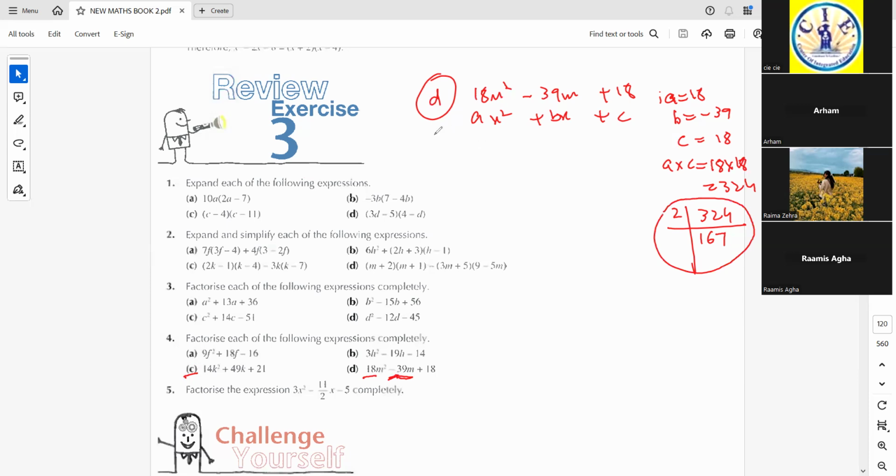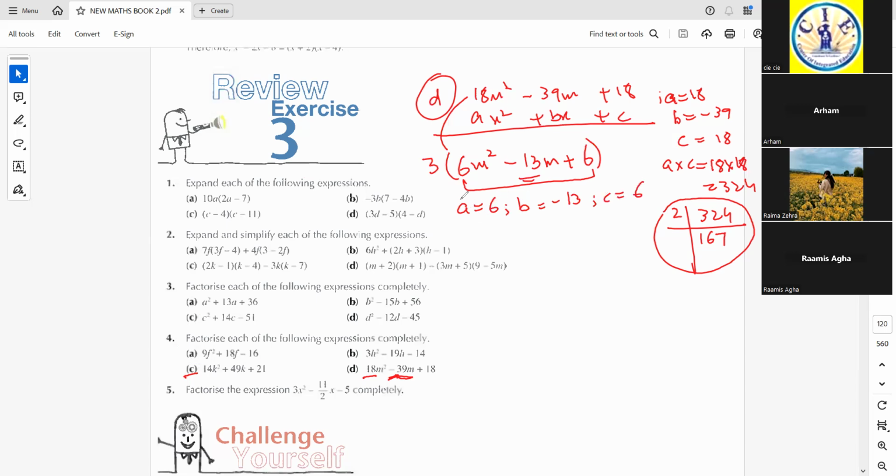So at first, you need to take something common from these three. 6 is common? No, 3 is common rather. So you can take 3 common from all three terms. 3 6s are 18, 3 1s are 3, 3 3s are 9, 13, and then 6. Now you can apply this method to the expression inside the brackets. The value of A now is 6, the value of B is negative 13, and the value of C is 6.